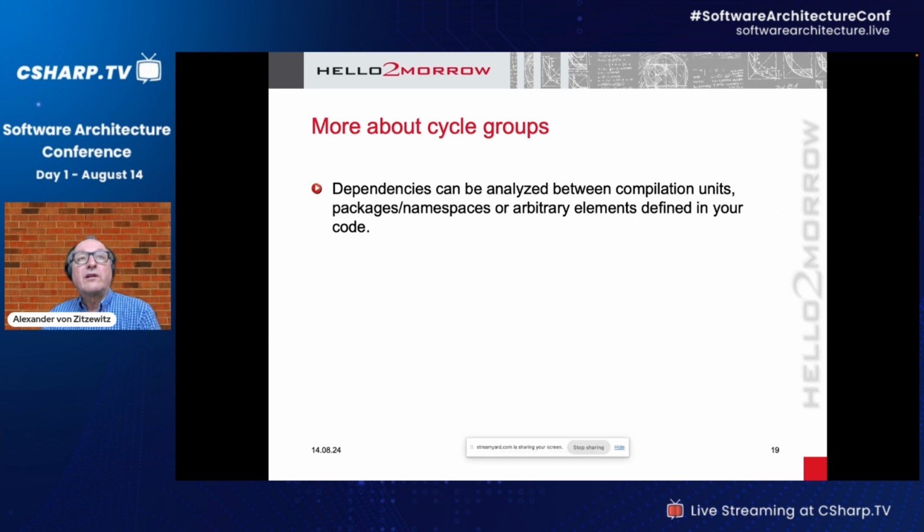So, more about cycle groups. Dependencies can be analyzed between compilation units, packages or namespaces, or arbitrary elements defined in your code. I can make a source file based cycle analysis. I take all the C# files or Java files from my system and find out if there are cycles between each other. Or I can do that analysis by making a namespace or package dependency graph and do an analysis on this level. Or I could do an analysis based on directories or something like this. The most popular levels I can calculate cycle dependencies between are either compilation units themselves or packages or namespaces.